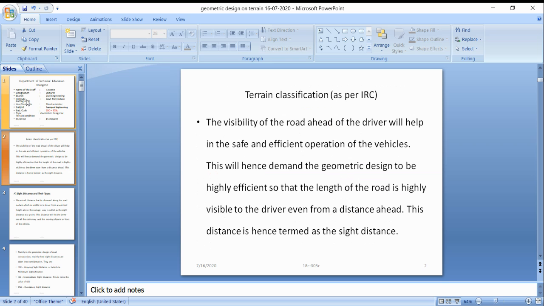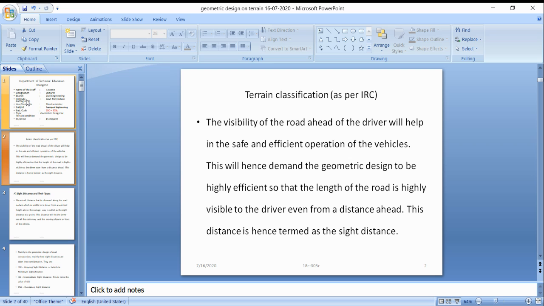So before going to that topic, here's some introduction to that. The visibility of the road ahead of the driver will help in the safe and efficient operation of the vehicles. This will hence demand the geometric design to be highly efficient so that the length of the road is highly visible to the driver even from a distance ahead.